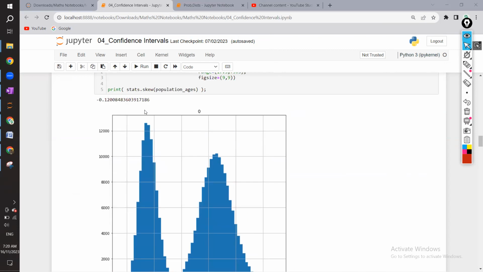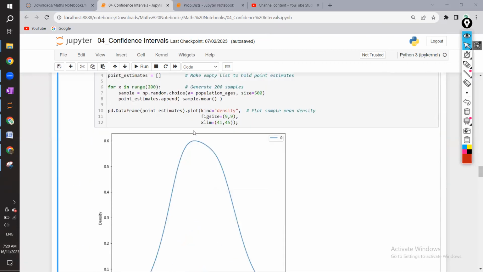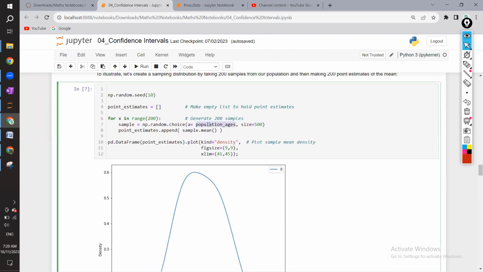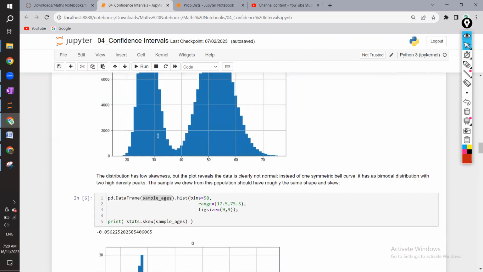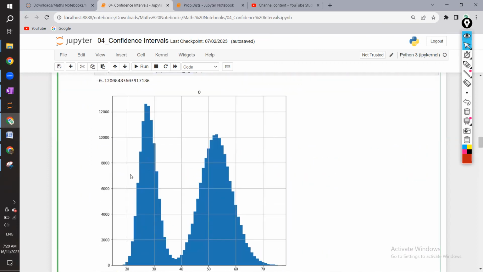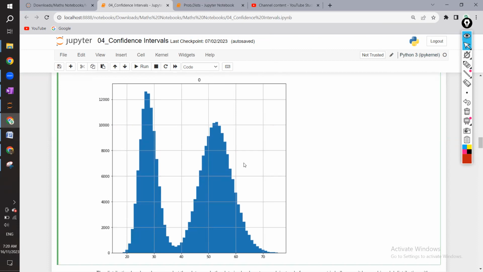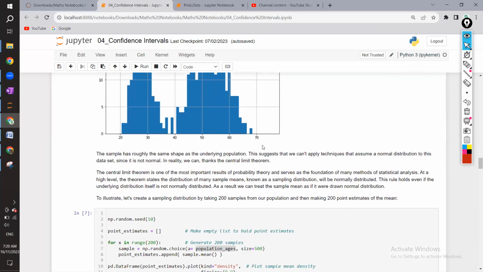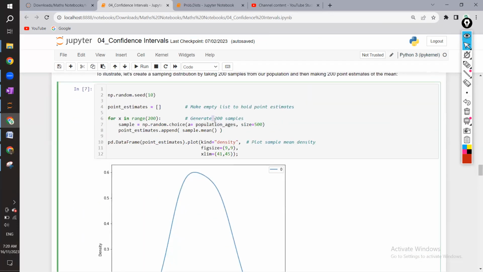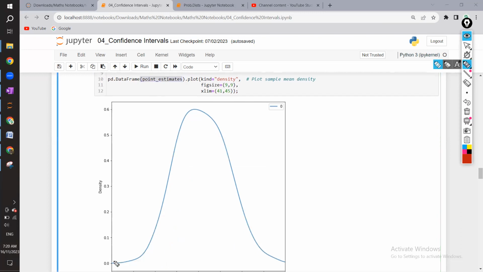See, this is your population. All the samples you are collecting from where? From population ages. And what is its graph? It is not at all normal. It is not much skewed, but it is bimodal. From that, you took 200 samples, each of size 500, you calculated the mean, and when you plot those means, you get an almost very decent normal distribution.